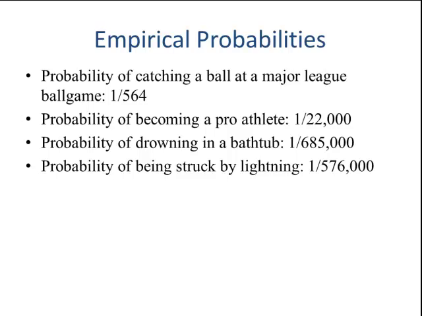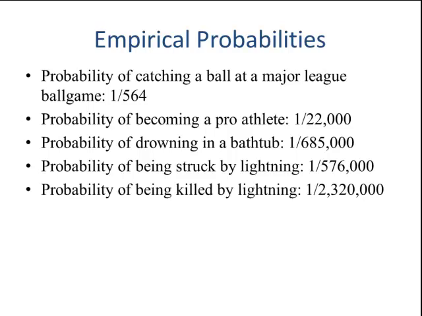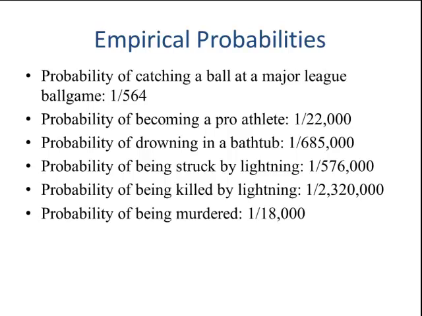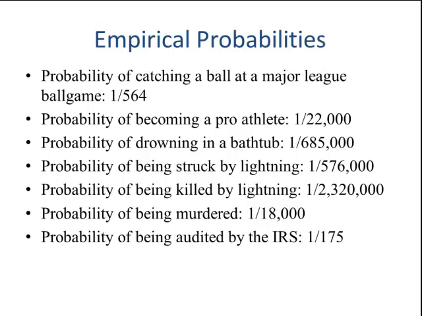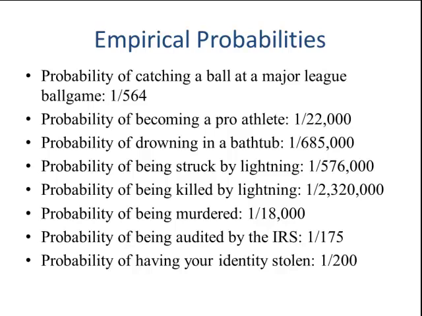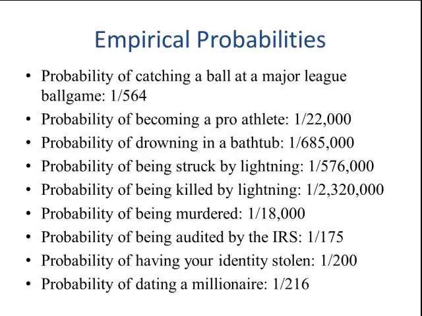Probability of being struck by lightning is 1 out of 576,000. Being killed by lightning is 1 out of 2,320,000. Probability of being murdered is 1 out of 18,000. Of being audited by the IRS is 1 out of 175. Probability of having your identity stolen is 1 out of 200. And the probability of dating a millionaire is 1 out of 216. These probabilities are estimated by using the empirical method.